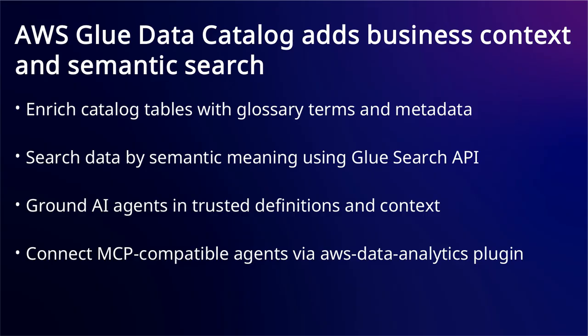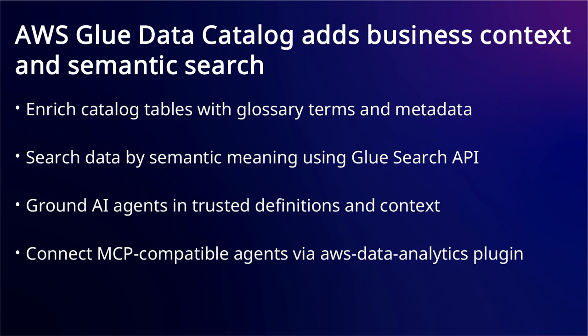Finding data in catalogs traditionally relies on technical metadata like schema and table names, which makes it difficult for analysts and AI agents to understand what data represents and how to use it correctly. You can now enrich your Glue Data Catalog tables with glossary terms and custom metadata fields that describe business meaning. The new Glue Search API lets you find tables by semantic meaning rather than just structure, combining technical and business context in a single query.